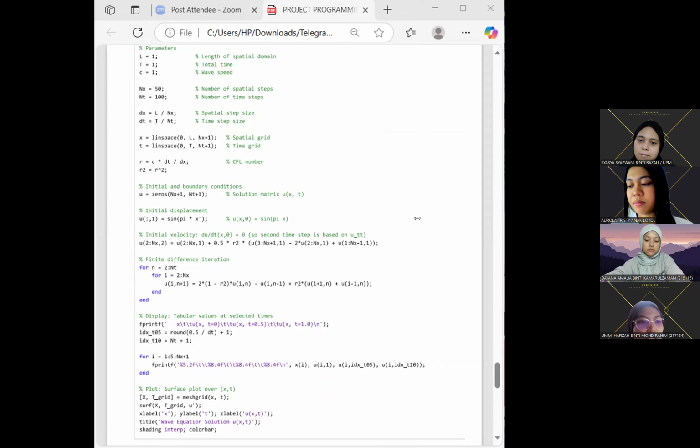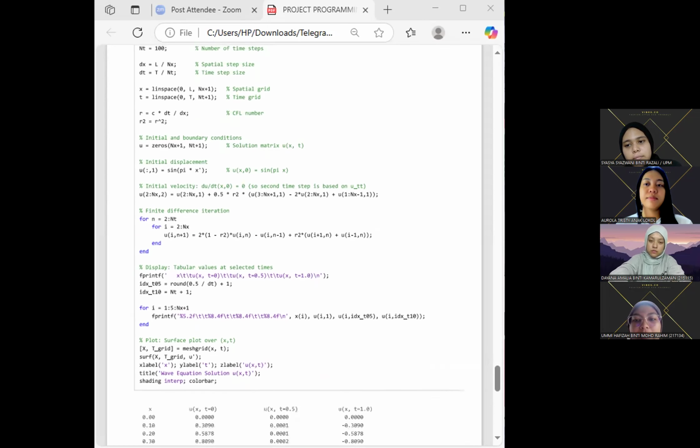And step 3, we want to check stability. For stability, we use r is equal to c times dt over dx, and r2 is equal to r to the power of 2. This value r is important to make sure the method is numerically stable. The rule is that it is stable if r is less than or equal to 1.